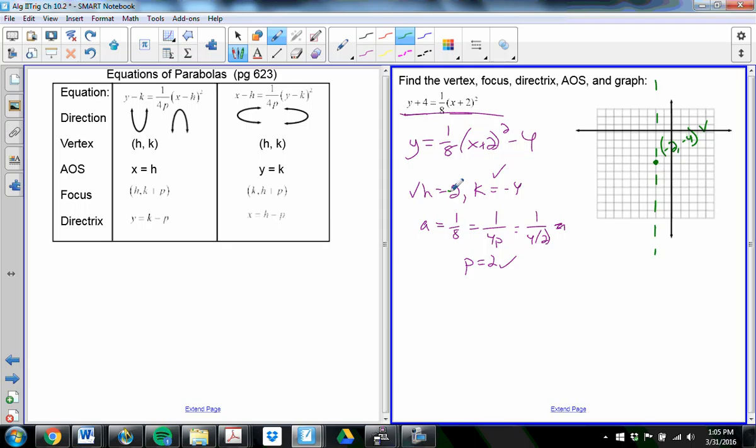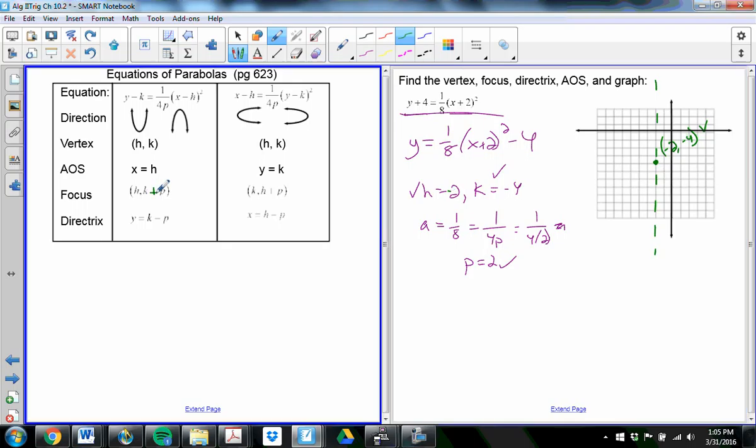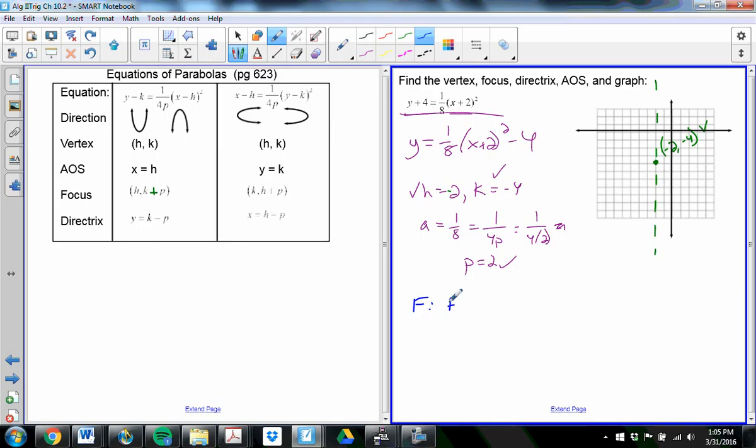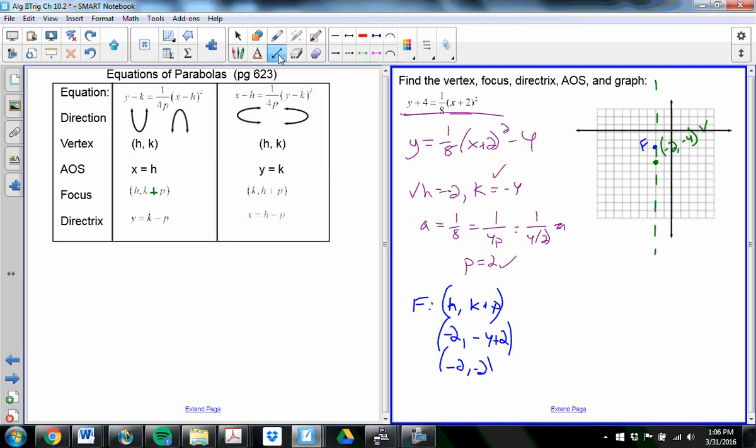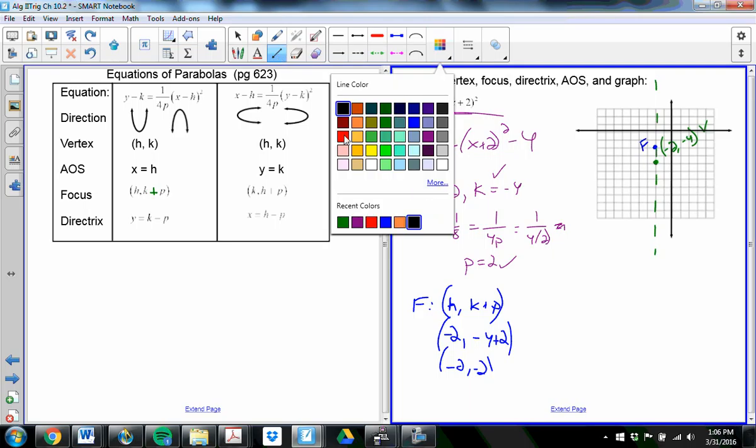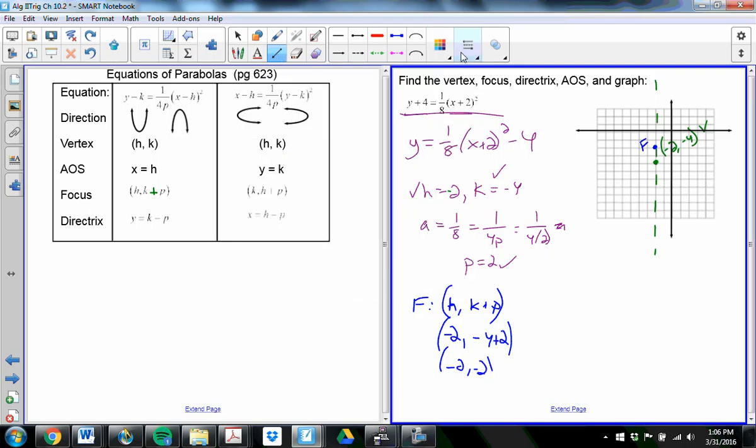And what else can we find? The focus is at h comma k plus p. So the focus, h comma k plus p, which is negative 2 comma negative 4 plus 2, negative 2, negative 2. There's the focus. So the directrix, I could use the equation, but at this point I know it's going to be the same equidistant away. That was going to be here.